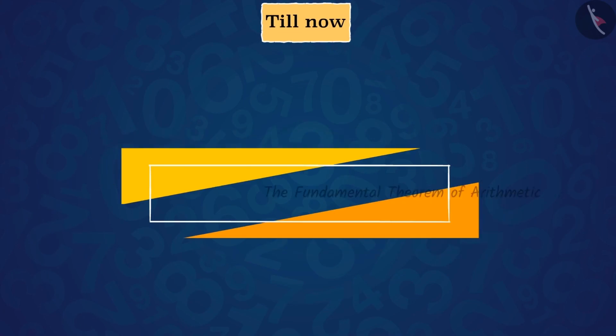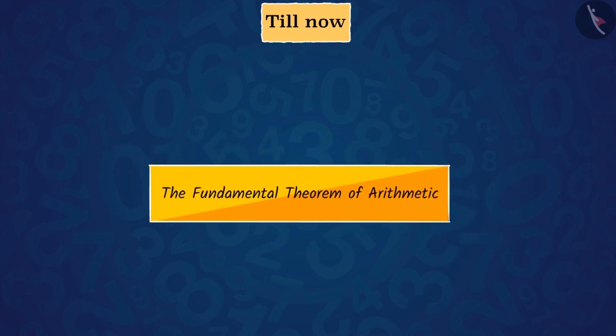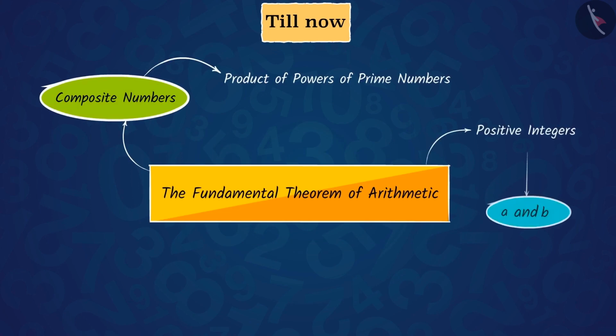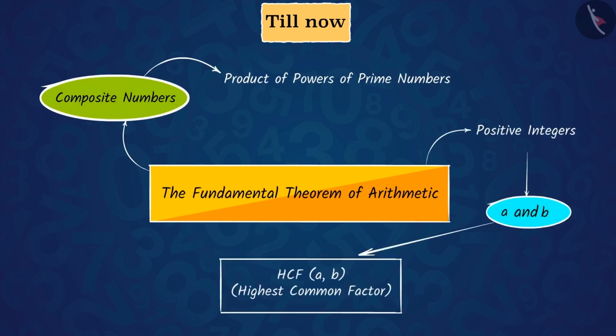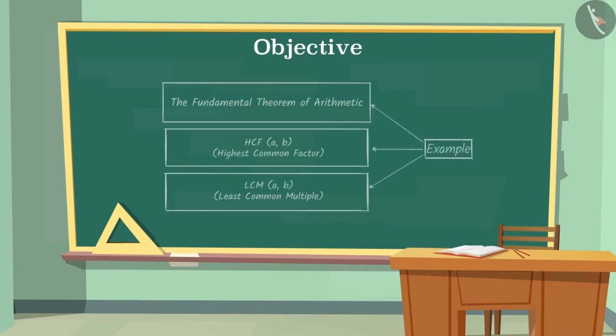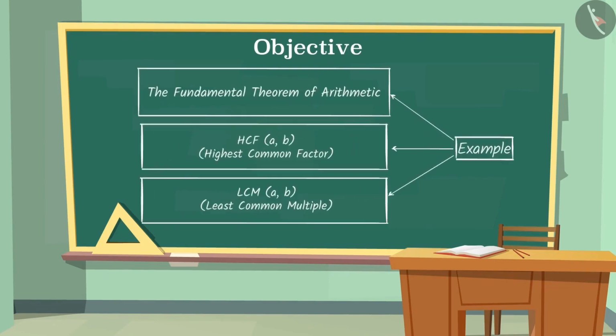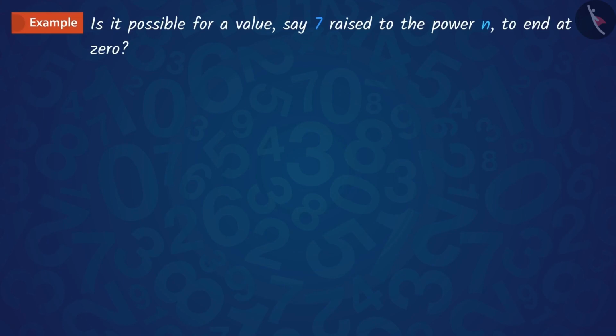In the previous video, we learned about the fundamental theorem of arithmetic. In this video, we will see some interesting examples based on it. Check whether there is any value of n for which 7 raised to the power n ends with digit 0.